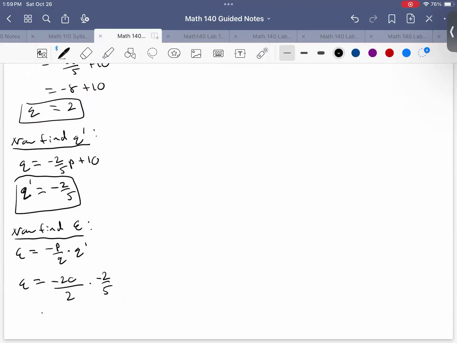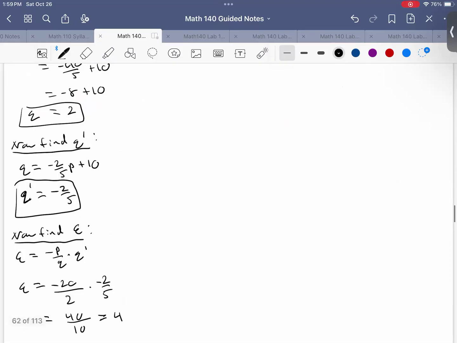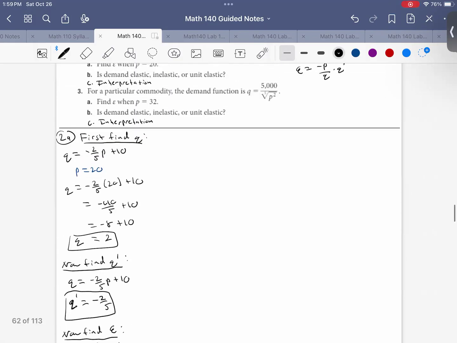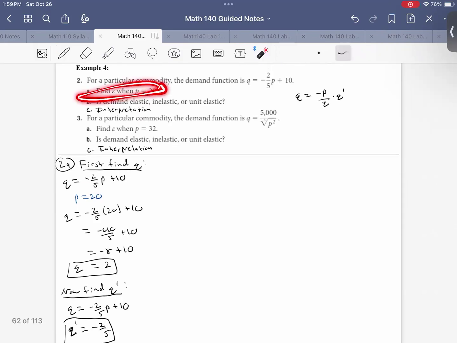Okay, so this ends up being negative 40. Sorry, it should be positive. Two negatives make a positive. Should be 40 over 10, which is just 4. Okay, so I have my point of elasticity is 4. So that's it for part A. I just need to find the point of elasticity. Second question is, is the demand elastic, inelastic, or unit elastic?